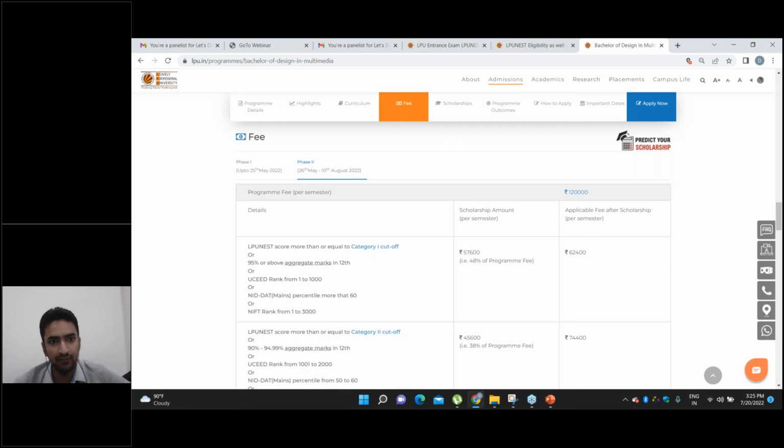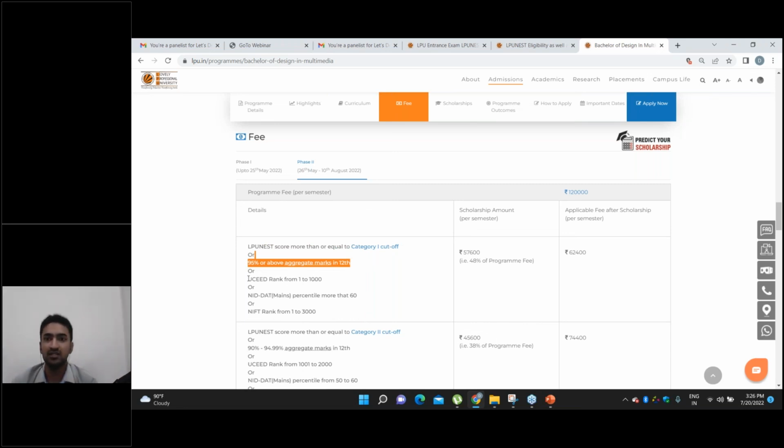Now, if LPU Nest is applied, scholarship can be given on the basis of various other platforms, like +2. If the student is scoring 95% or above marks in +2, by default the scholarship of 48% or 57,600 is given to the student. The fees is not 1,20,000 anymore. The fees is 62,400. So again, the scholarship is provided on the basis of either very good performance in LPU Nest, or the performance of your +2, or if you have given the UCEED examination.